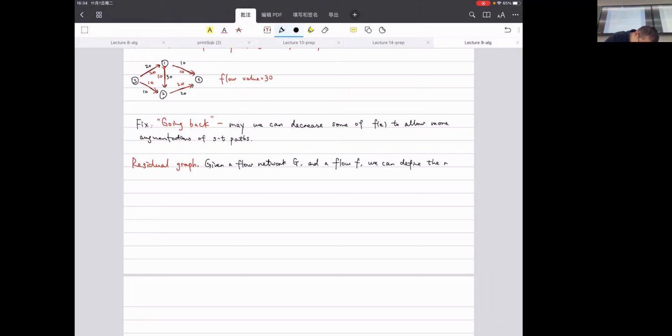So we can then define the residual graph. We denote this as G_F because the residual graph is defined jointly by both the graph G and the flow F, so it depends on both of them. The notation we are going to use is that the residual graph is G_F, the residual graph of G with respect to F, as follows.